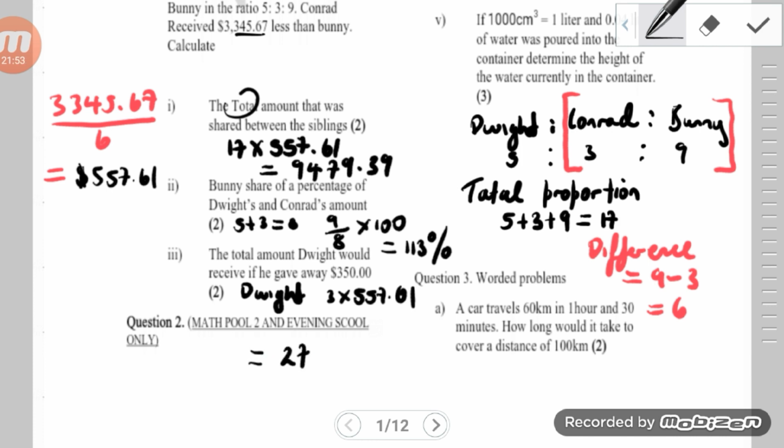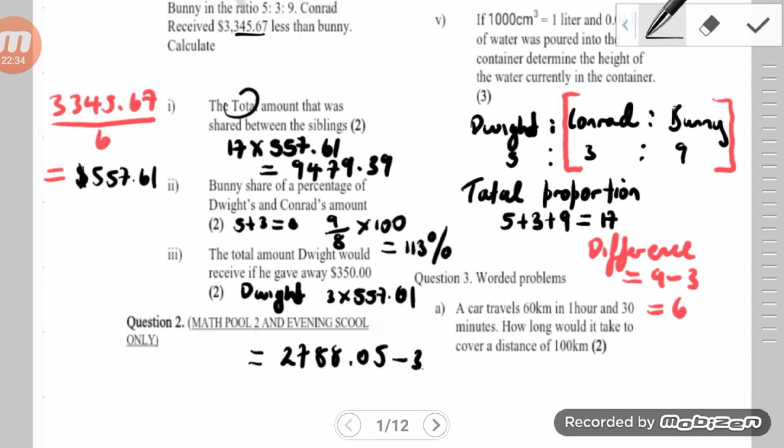Just give me a second here, guys. Okay, here we go. That would have been 3 multiplied by 557.61. Is that it? Oh no, Dwight actually got 5 shares, pardon me. So it's 5 multiplied by 557.61. He would have received 2,788.05. So that's the amount of money Dwight would have gotten out of the 9,479.39.